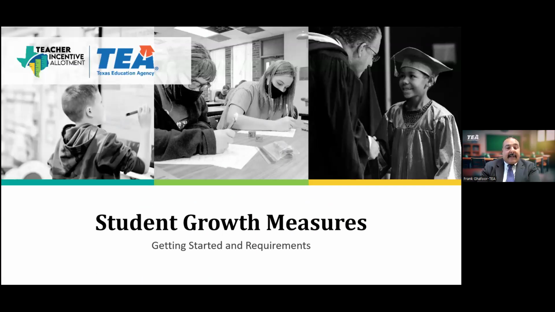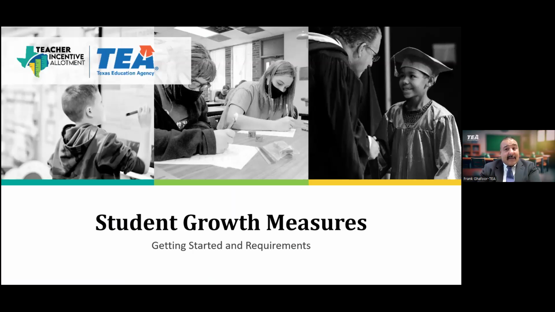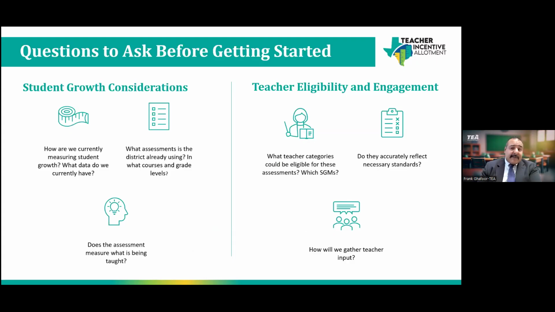So now that we have touched on our student growth performance standards and why we want to measure growth over achievement, what we want to do in this section is talk about getting started in our requirements for student growth measures. We do have some questions to ask before getting started with student growth measures for TIA. We need to ask ourselves, how are we currently measuring student growth? What data do we currently have access to?